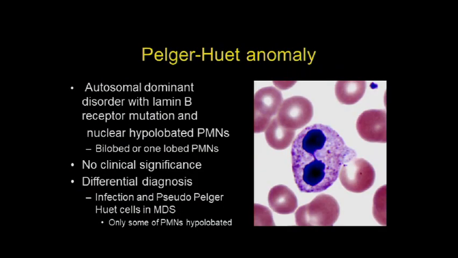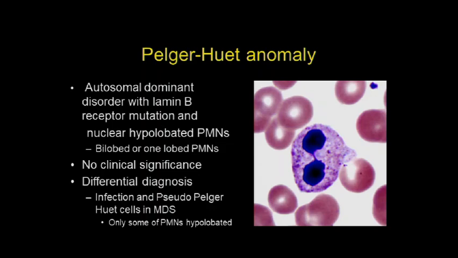Now talking about some problems in the nuclei. The main thing here is Pelger-Huet anomaly. The photograph is a neutrophil, but here the neutrophil is hypolobated, only 2 lobules held together by this little strand. We can see that very commonly when we look in peripheral blood. We can see it in myelodysplastic syndrome, where we'll just see a few neutrophils that show this hypolobation. But when you see all of the neutrophils and they're all hypolobated, the patient often has Pelger-Huet anomaly. This is an autosomal dominant disorder with lamin B receptor mutations, but it tends not to have any clinical significance. So all the neutrophils look different, but clinically the patients do not appear to be majorly infected.